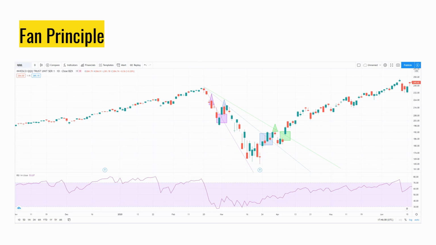Once this first trend line was broken, a second trend line should have been drawn, as shown in the blue line. We see that it was once again rejected at the blue triangle, then was able to break it at the blue square.